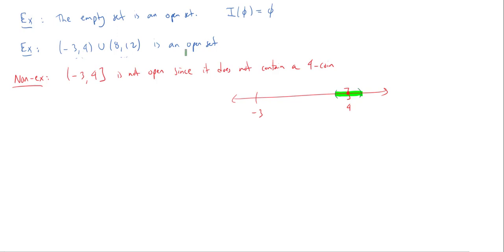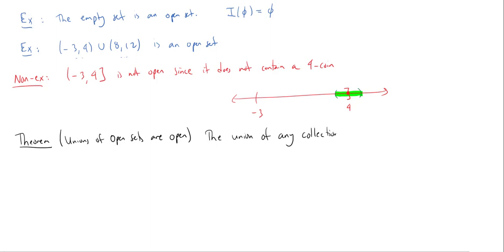Now, this third example we gave with a union of open intervals, it'd be nice to know if that generalizes all the time, and the answer is it does. So here is actually a theorem, which is that unions of open sets are open. And there's nothing special about it just being two of them. I can actually take any collection. So the union of any collection, even an uncountable collection, does not matter. Any collection of open sets is an open set.